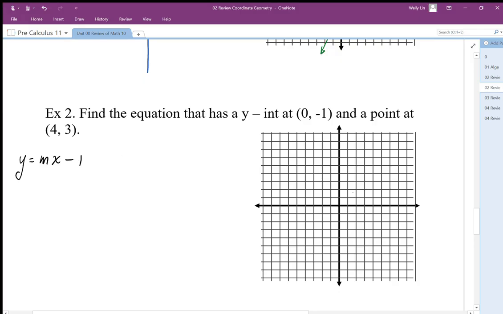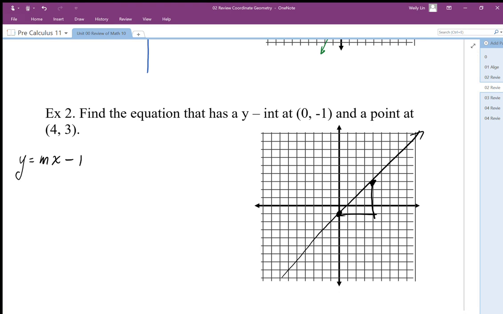And so do I have enough information here? 0, -1 is my y-intercept, and 4 over, 3 up. Can I draw a straight line through those points? And the answer is definitely yes. So all I need to do is figure out slope. Now, if I have a graph, I can just count slope. I got 4 over, 4 up, so that I know my slope is equal to 1.